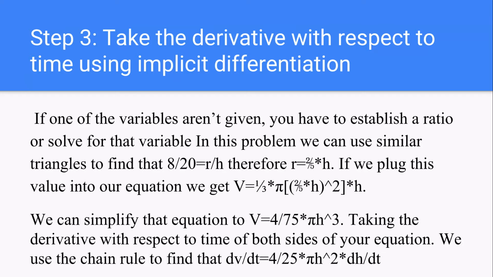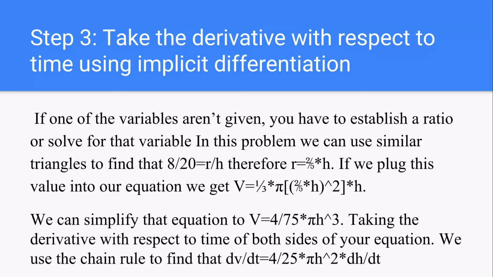Step 3. Take the derivative with respect to time using implicit differentiation. If one of the variables isn't given, you have to establish a ratio or solve for that variable. In this problem, we can use similar triangles to find that 8 divided by 20 equals r divided by h. Therefore, r equals 2 times h divided by 5. If we plug this value into our equation, we get volume equals 1/3 times pi times (2h over 5) squared times h. We can simplify that equation to volume equals 4 divided by 75 times pi times h cubed.